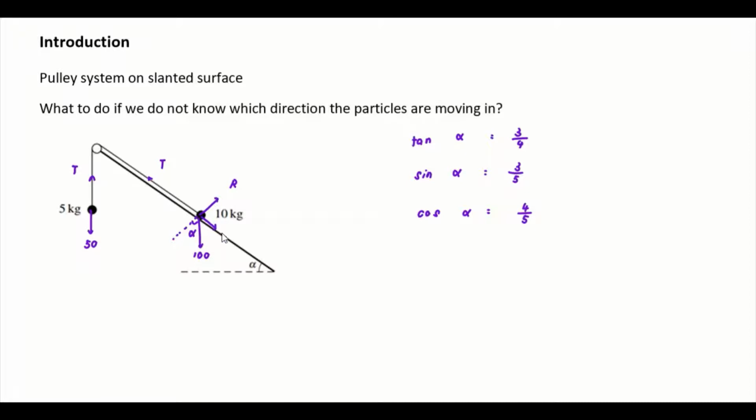So when we try to resolve it, what do we get? We can actually get 100 times sine alpha. Our sine alpha is 3 over 5, which means this force is 60. So as you can see here, this is 60 and this is 50. So where is the particle moving towards? It actually goes to the other side, because this is heavier, am I right? And because the particle is moving in that direction, in this question our friction is no longer in this direction, but is opposing the motion, which is in this direction.